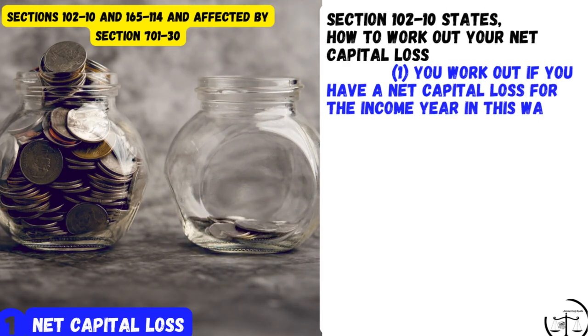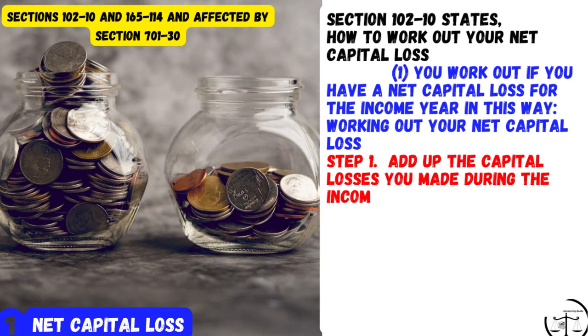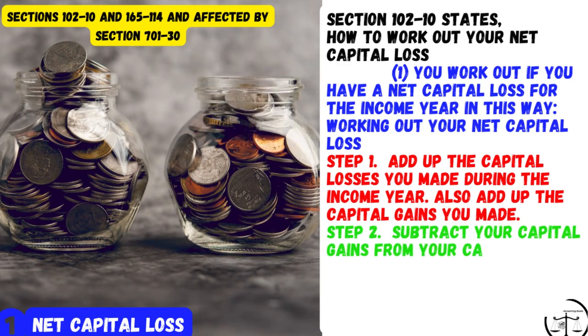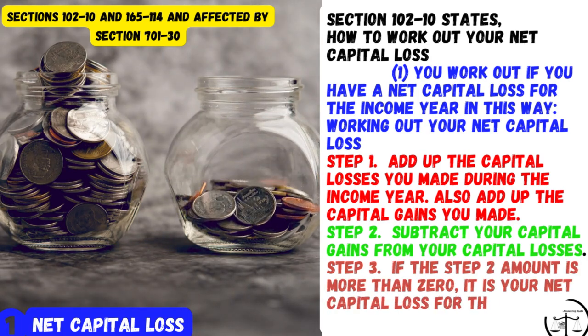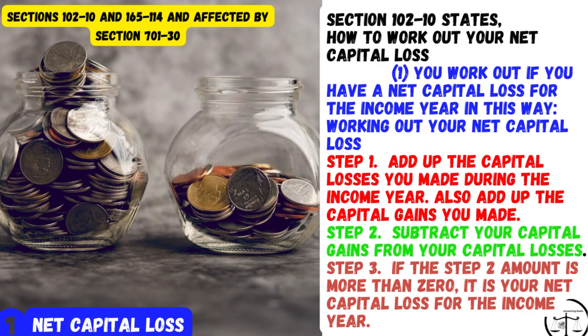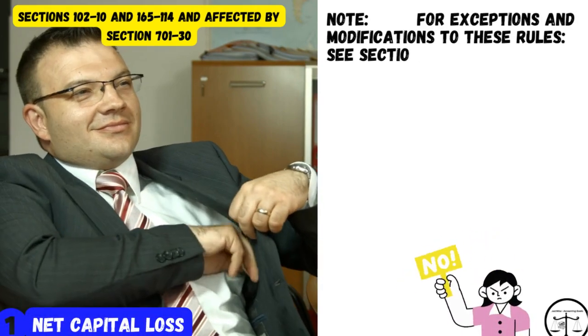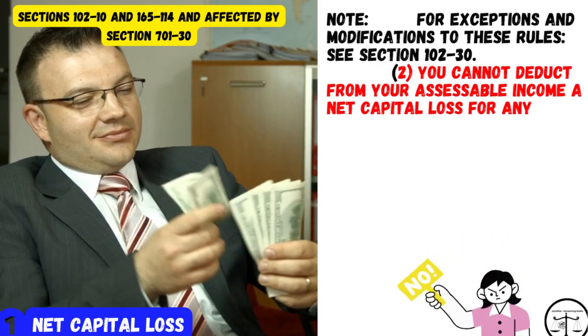1. You work out if you have a net capital loss for the income year in this way. Working out your net capital loss. Step 1. Add up the capital losses you made during the income year. Also add up the capital gains you made. Step 2. Subtract your capital gains from your capital losses. Step 3. If the Step 2 amount is more than 0, it is your net capital loss for the income year. Note, for exceptions and modifications to these rules, see section 102-30. 2. You cannot deduct from your assessable income a net capital loss for any income year.